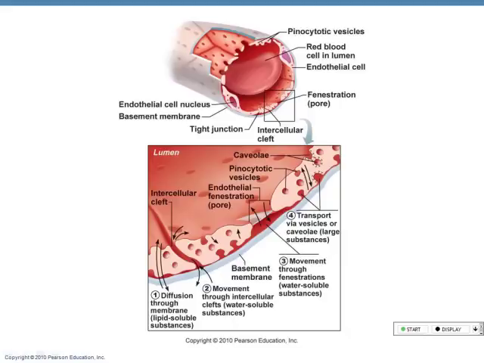What else? Some of our capillaries have windows or fenestrations, and things can move in and out through those windows. And then sometimes the cell itself can be very selective and grab things from the plasma and pull them through to the other side. Through endocytosis and exocytosis, we can transport via those little packages or vesicles through the cell.